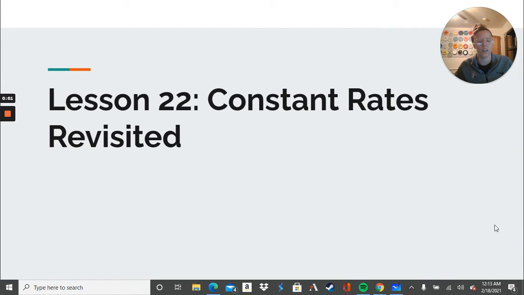Hey, 8th graders, we looked at constant rates earlier in this unit, but now we're going to look at them in a form of linear equations.